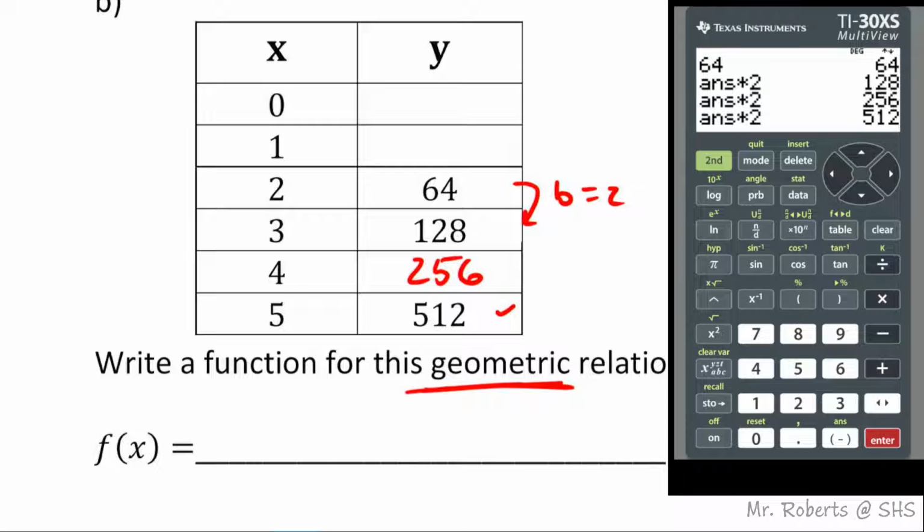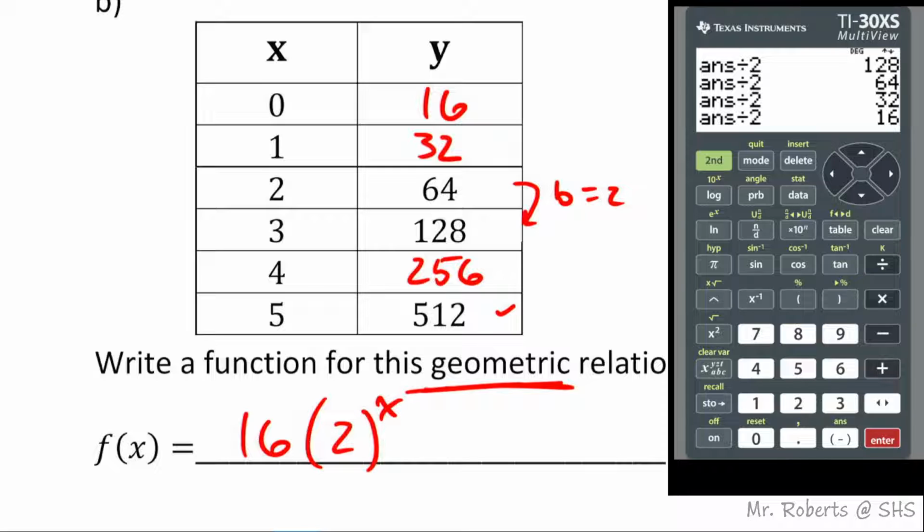Got it. And if I want to go backwards and fill this in, I can start with the 512. And what undoes multiplying by 2 is dividing by 2. So dividing by 2, I should get 256. Yep, 128, 64. The first term is 32. And the 0th term is 16. So I can see that my 0th term is 16, and I'm multiplying by 2. So the general form of a geometric explicit rule would be 16 times 2 raised to the x power.